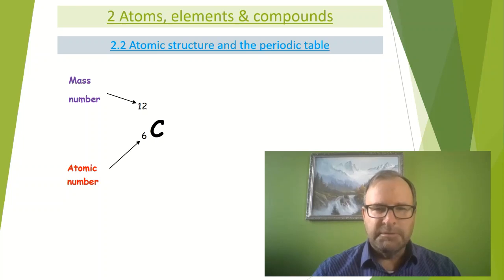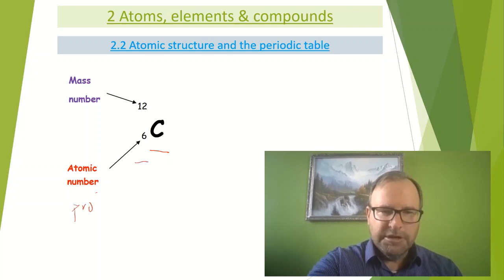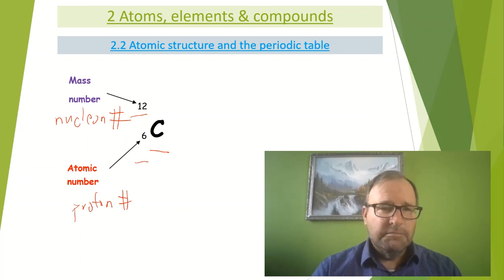So here we're looking at a representation of an atom. If you know your elements already, C stands for carbon. Here, the bottom number is the atomic number, otherwise known on the syllabus as the proton number. Here's the mass number at the top, otherwise known as the nucleon number. So that's the new vocab we're using for this topic.